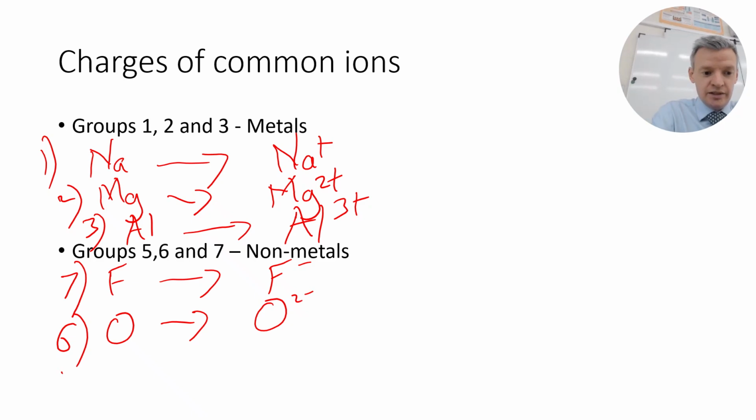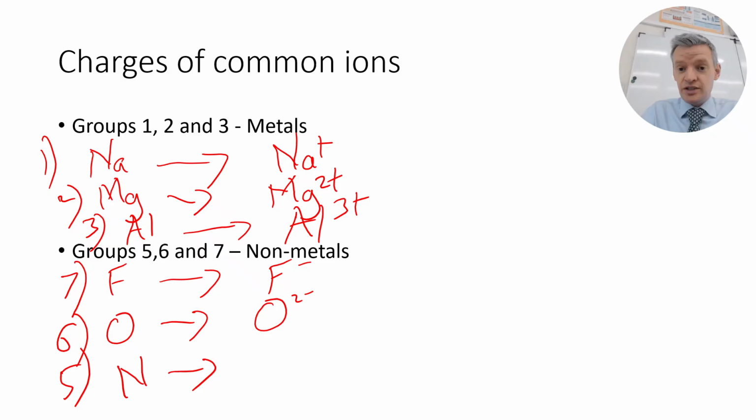And then lastly, group 5, I'm going to use nitrogen as my example. Nitrogen has 5 electrons in its outer shell, and therefore it gains 3 electrons. So N 3-. So we've got F-, O2-, and N 3-. And that's just looking at the periodic table. That's how you can work out what charge different ions will have in different groups.